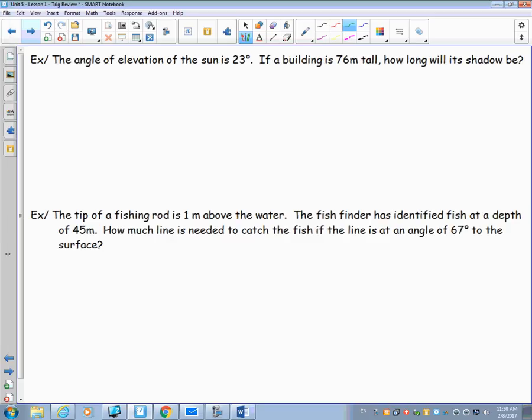So the angle of elevation of the sun is 23. If we're standing on the ground and we look up at the sun up here, it's a really bad sun, our angle of elevation is 23 degrees. If a building is 76 meters tall, so I'm going to put a building between us and the sun, 76 meters, and it casts a shadow, shadows appear on the ground, how long would it be?